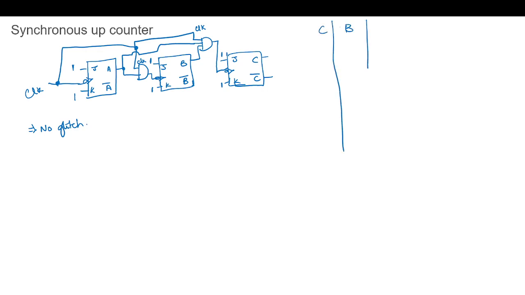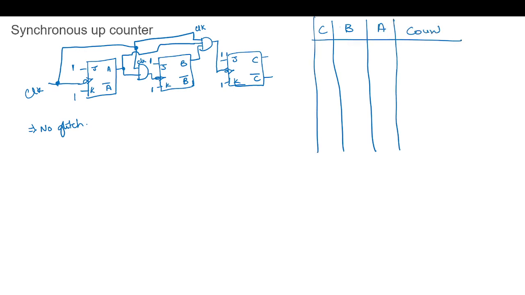If we tabulate the count, so if we consider the initial state to be 000, the first flip-flop will toggle. The second flip-flop will toggle at the clock edge when A is changing from 1 to 0. So this is 1 to 0 change for A. Here it should toggle. And when B is 1 to 0, C will toggle. And this will be toggling every clock cycle.